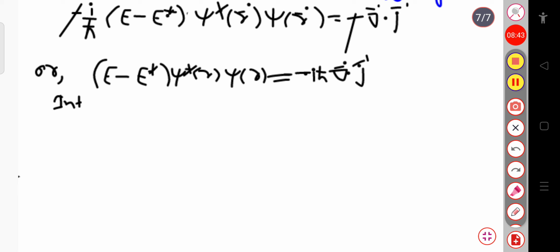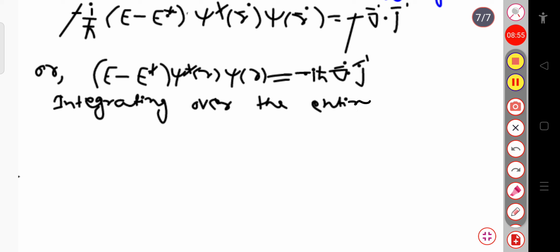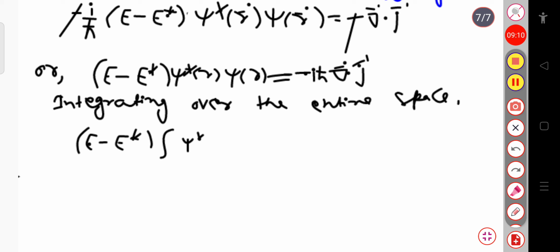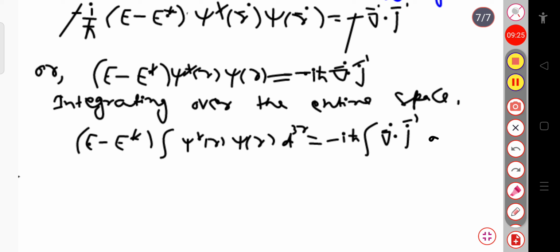over the entire space, we can write this is integration over e minus e star, which is a constant, since this is a separation constant, so I can take it outside, e minus e star into integration of psi star of r into psi of r d cube r, that is equal to minus i h cut, constant, into integration over del dot j vector into d cube r.